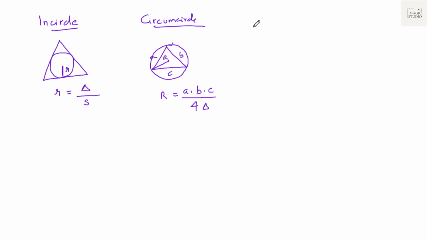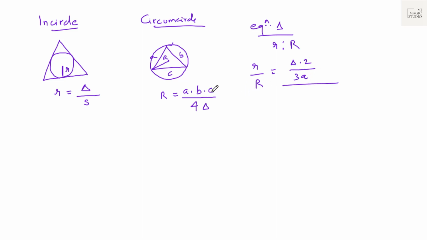Now in case of an equilateral triangle, this is a very common question asked. What is the ratio of small r to capital R? We know that in case of an equilateral triangle, all the 3 sides are equal. So small r by capital R would be area of the triangle divided by semi-perimeter. The semi-perimeter, in case of an equilateral triangle, is (a plus a plus a) divided by 2. That would be 3a by 2.